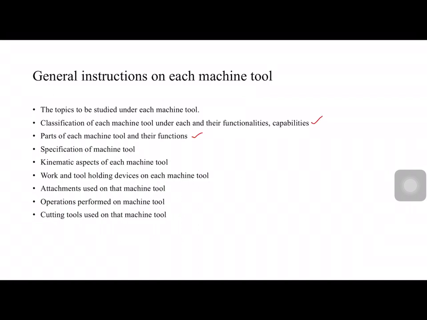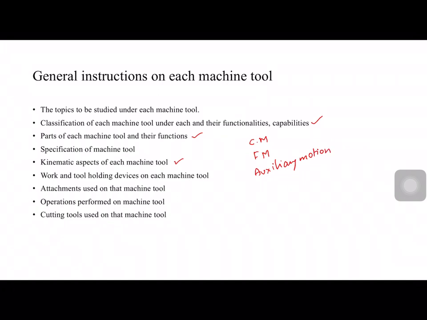And what are the cutting tools? In these cutting tools also, you can have different varieties. And what are all the requirements which can be accommodated on that particular machine tool? All these things we need to specify in the specification of the machine tool. And then we will talk about the kinematic aspects of the machine tool. In kinematic aspects, we will talk about the cutting motion and feed motion. If there is any other auxiliary motion, that also we will discuss.